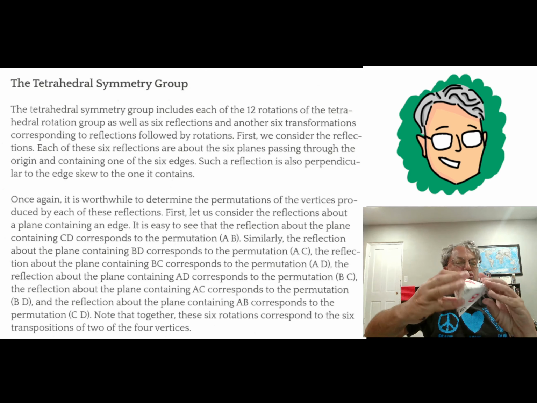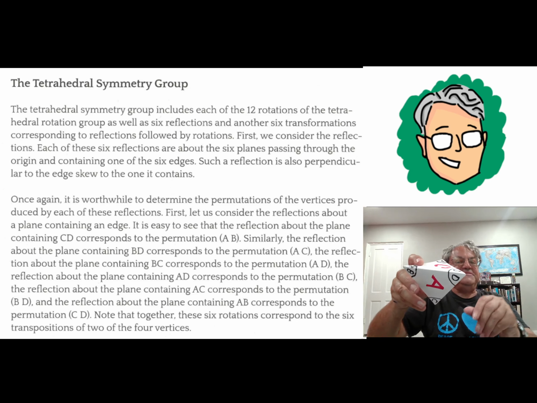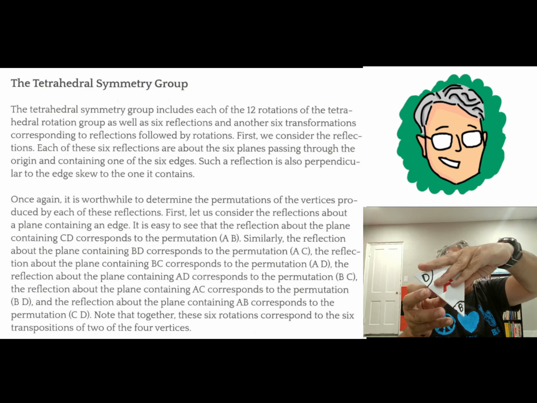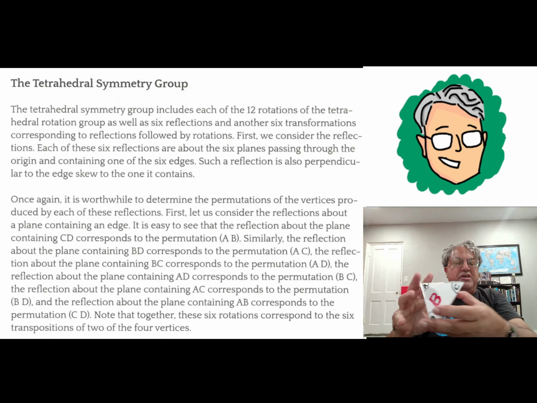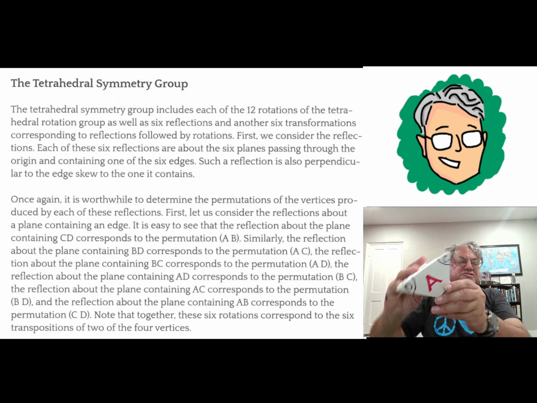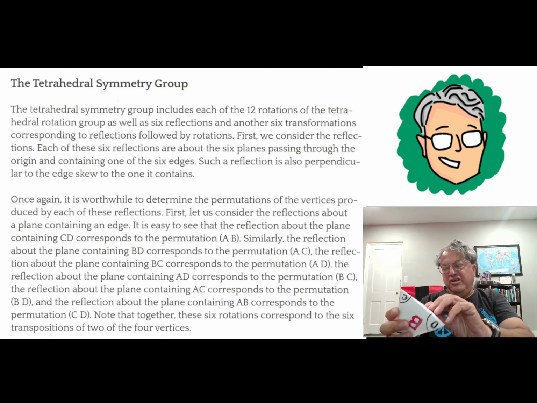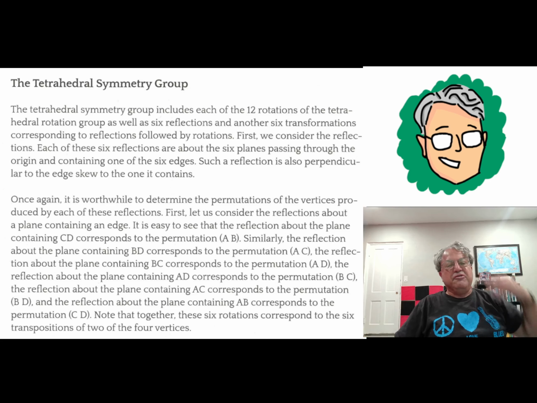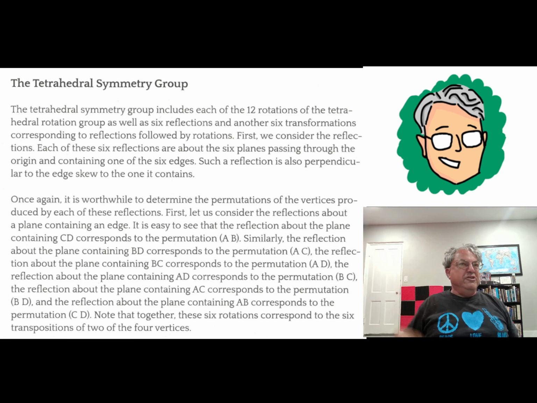Similarly, you get 2 more. You get one that will flip A and C, and also B and D. And then finally, you get one that will flip A and B, and also C and D. So that's an additional 3. That's 12 altogether, and that's all there are. So those are all the even permutations of the set A, B, C, D. So not only does that prove that the tetrahedral rotation group has order 12, it also proves that it's isomorphic to A4, the alternating group on 4 letters.